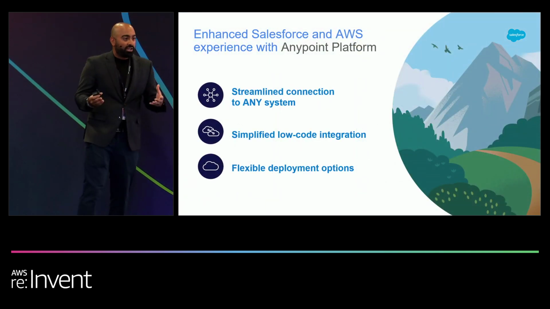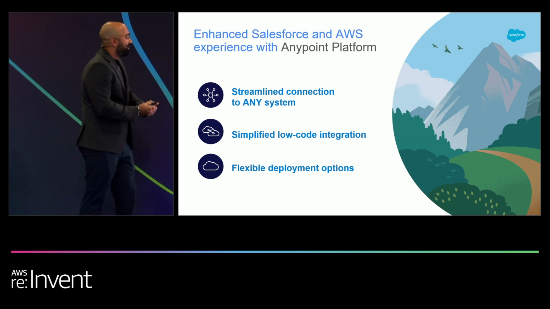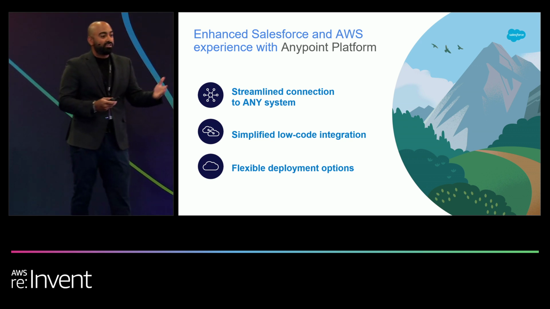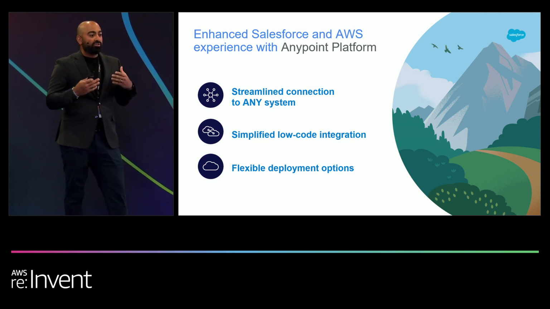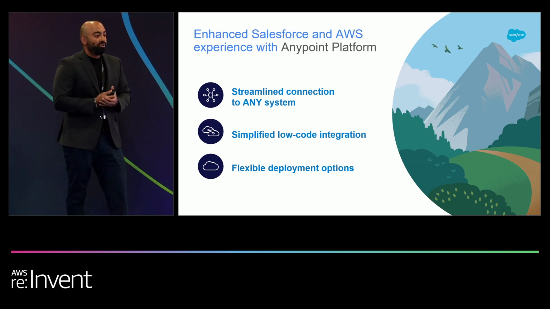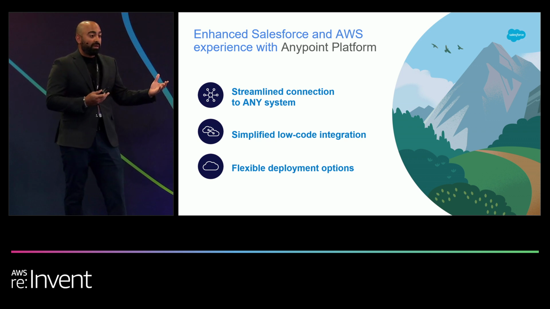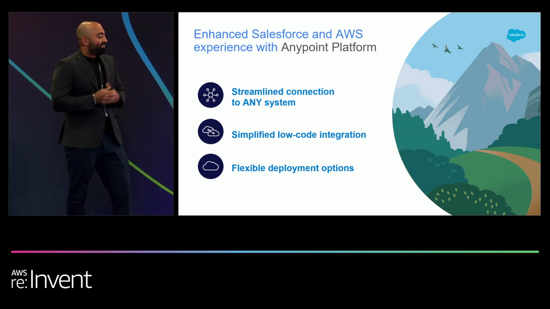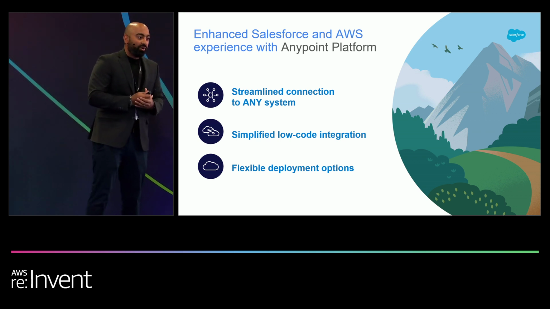All right, to summarize what we talked about today, there's a lot of information. We did cover our connectors and Studio and how you can achieve streamlined integration to any system using those. We talked about universal API management and how it's able to manage any and all of your APIs and your integrations. And then finally, we ended off with some of our deployment options, not only for MuleSoft, but also for AWS.